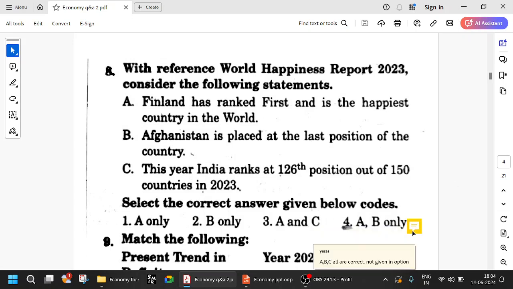So see here, I put a comment, right? A, B, C all are correct, not given in the options. So all three are correct, but it is not given in the options. Whenever there is a comment, just go through that comment.